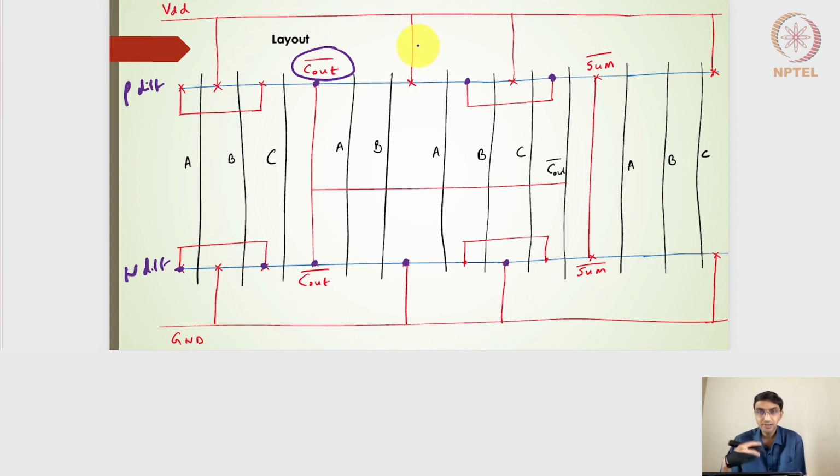And a similar mirror topology will come onto the pull-up side. We will have these two connected, or rather these two connected here, and then this will get connected to the VDD rail. Right. So this completes the ABC in parallel with that of the Cout transistor, which will be in series.